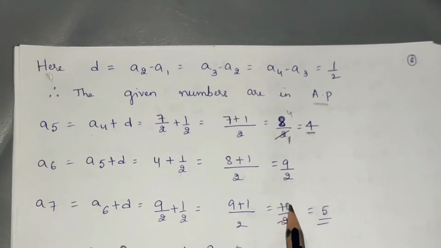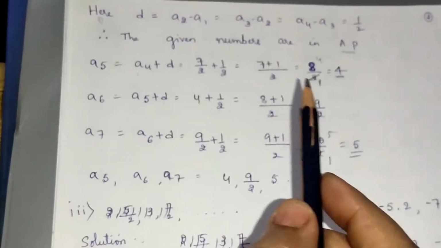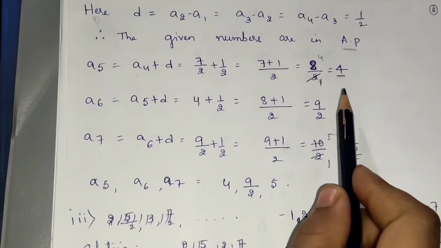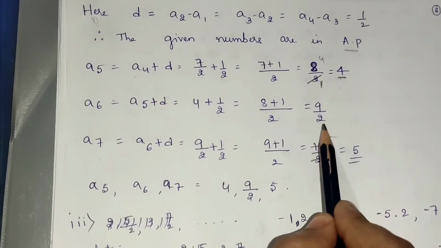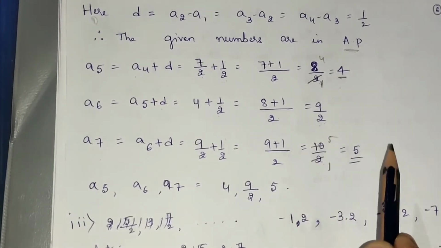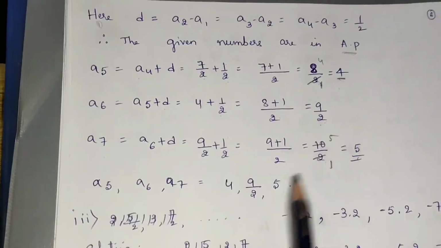2 5s are 10. Now the fifth term is 4. The sixth term is 9 by 2. And the seventh term is 5.